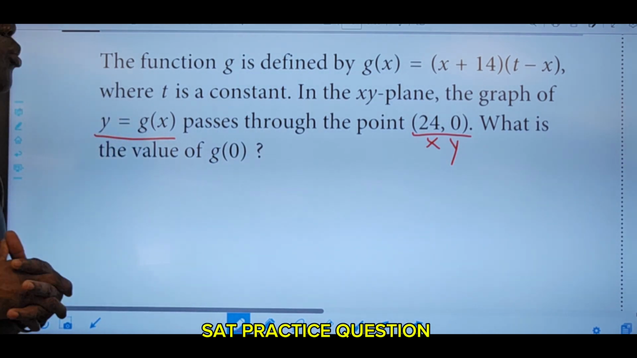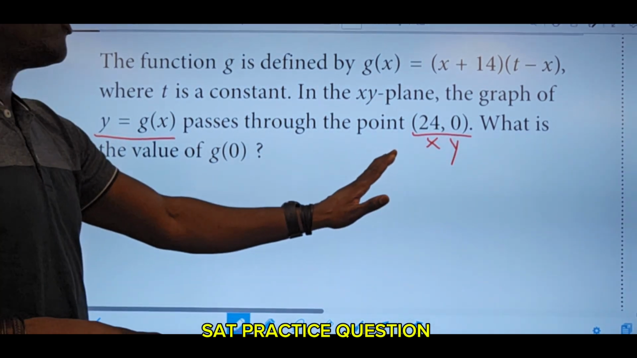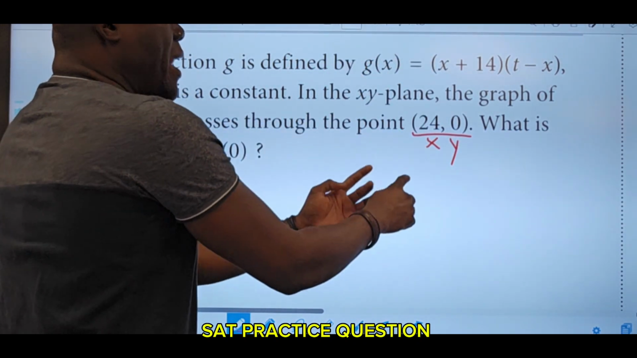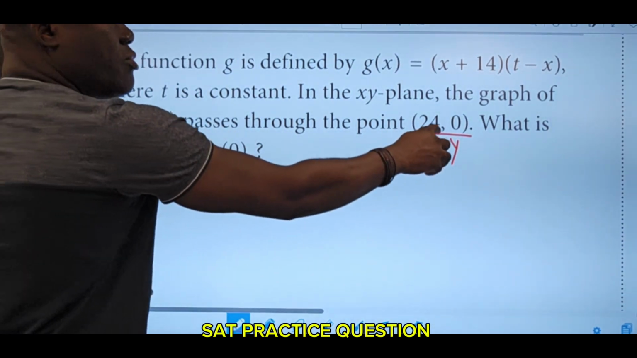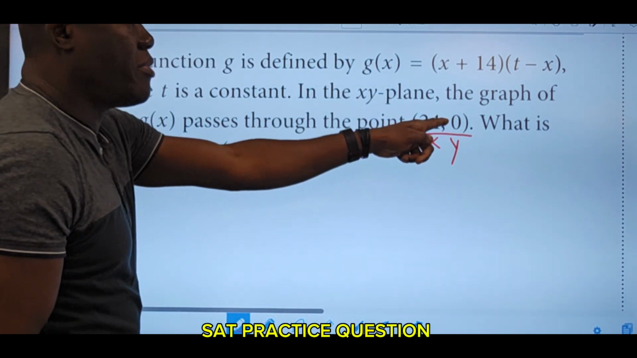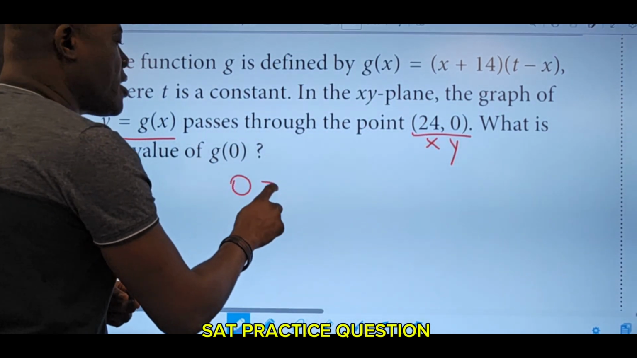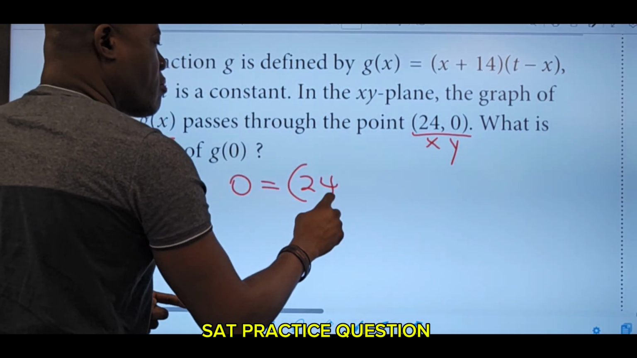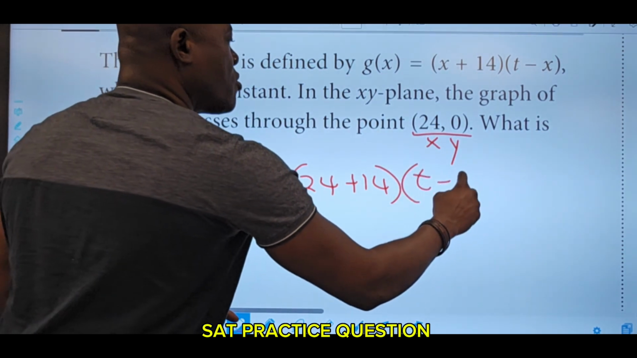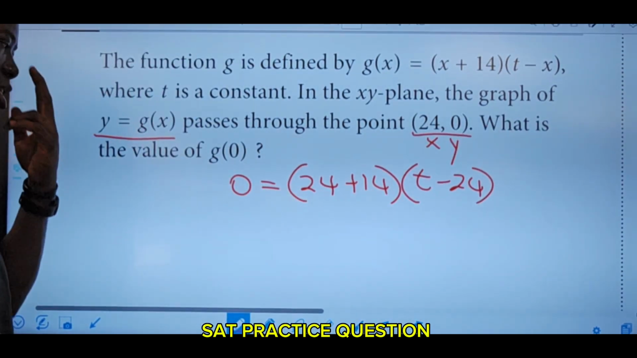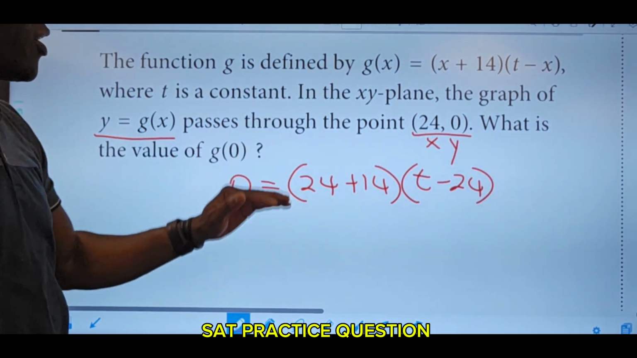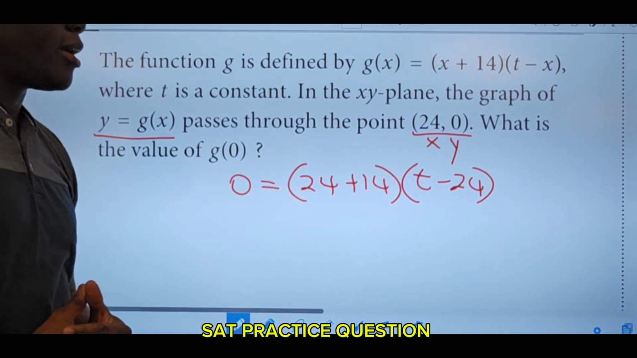In an effort to do this, what we want to do first is find what t is. So I'm going to take this g function and substitute 0 for y and 24 for x. So instead of g of x, I'm going to put the value there, 0. So 0 is equal to (24 + 14)(t − 24). I just substituted the point (24, 0) in the g function. So now I only have one variable there.